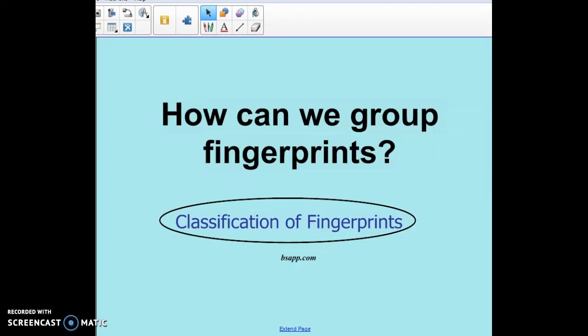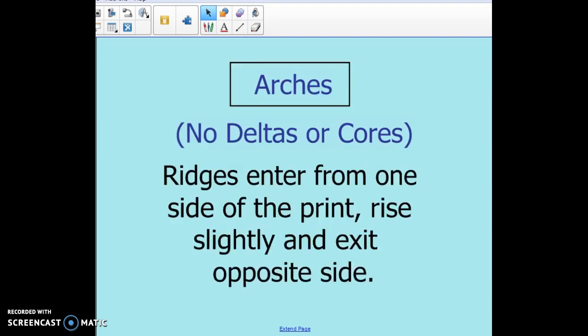We're going to talk today about classifying fingerprints. When we classify things, we put them into groups. In this case, there's going to be 4 groups: loops, whorls, arches, and then accidentals. The first group that we're going to talk about are arches.